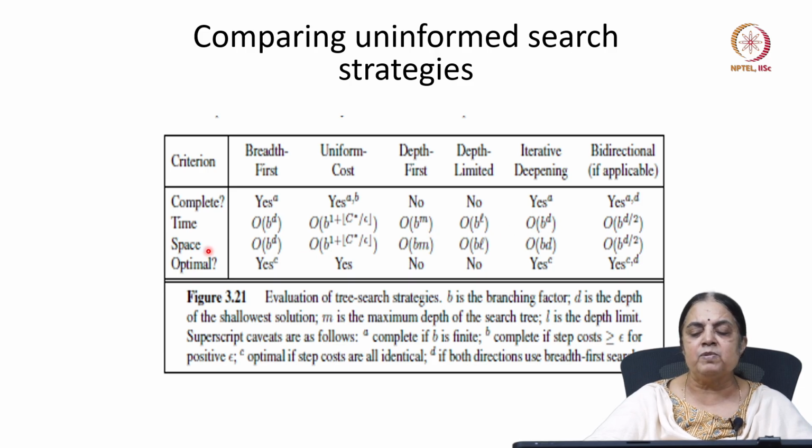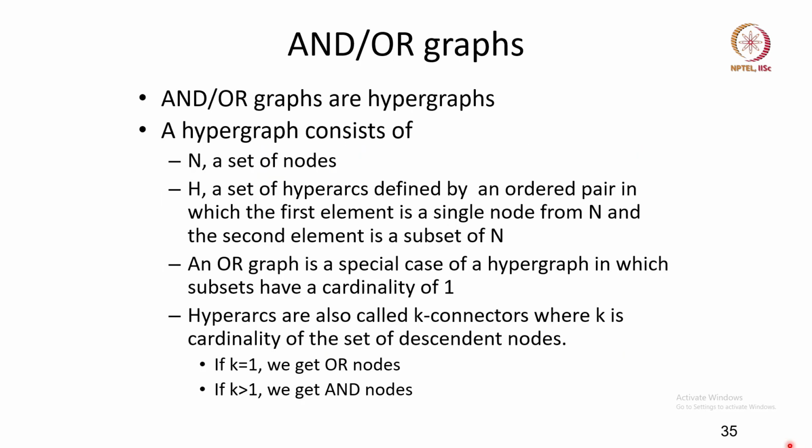The space complexity, we can see that depth first search and depth limited search have a small space complexity as compared to things like breadth first search, right? Also iterative deepening has a good space complexity, right? Optimal: except for depth first search, the rest are optimal, right?